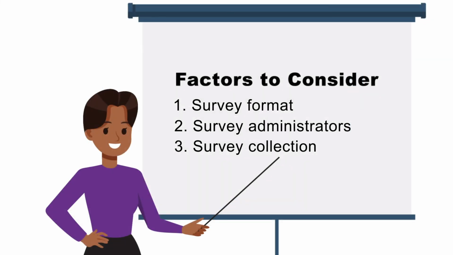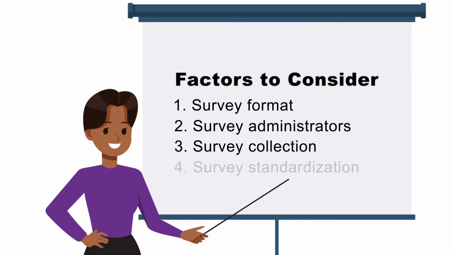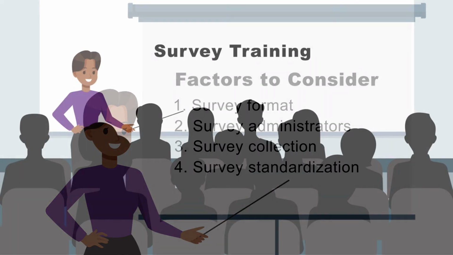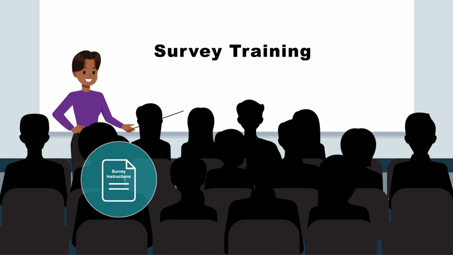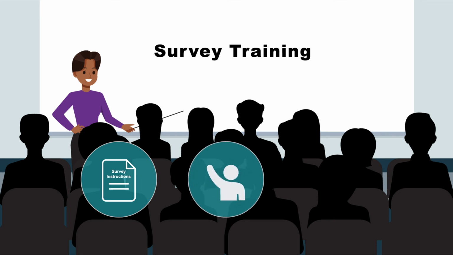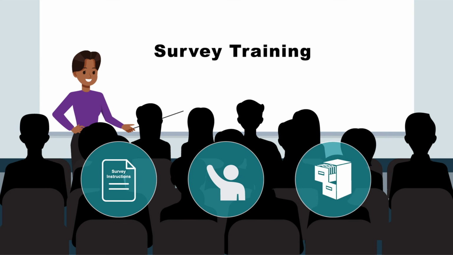A final way to reduce survey error is to make sure everyone who is collecting data does so in the same way, no matter whether the survey is administered virtually or in person. Sam provides a training to all staff who will collect data that covers providing survey instructions to students, answering student questions about the surveys, and handling and storing completed surveys in order to ensure privacy and not lose any data.